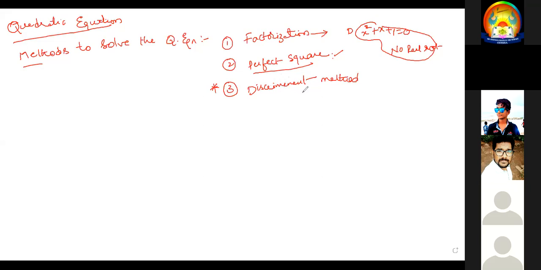Now the discriminant method is also very helpful to solve any type of quadratic equation. What is this discriminant method? Keep the heading, please: Discriminant method. Today is the last class on quadratic equations. Tomorrow onwards, there will be other topics.